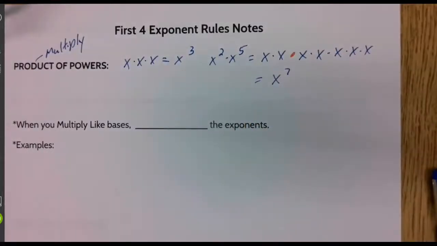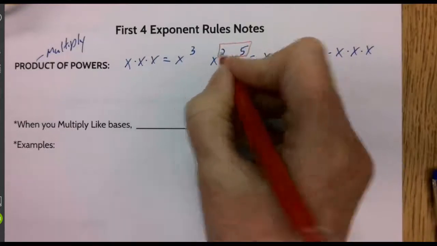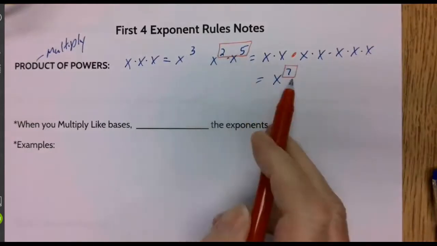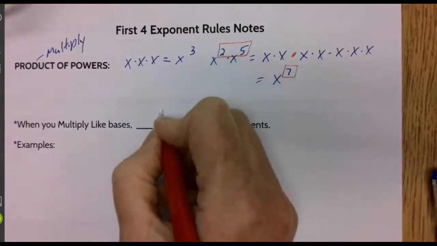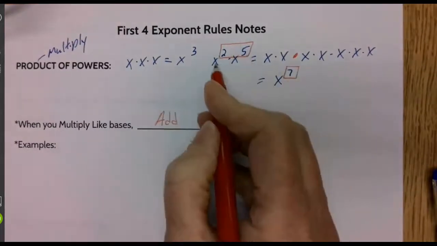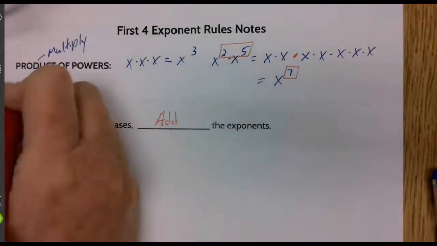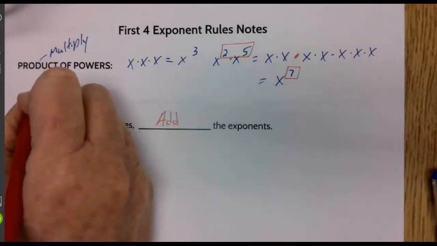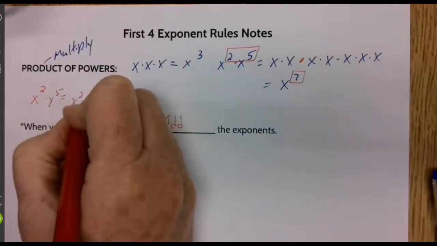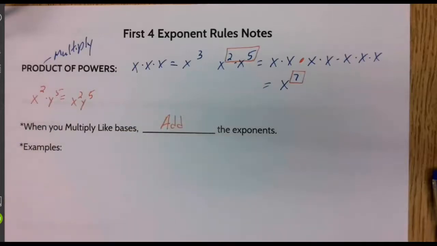What I want you to do now is look at these two numbers here. What could I do to those two numbers to get this? Hopefully you said add. And that's what our first rule is saying, that when I multiply like bases, I add the exponents. And what we mean by like bases is if I would have x to the second times y to the fifth, that's just x to the second, y to the fifth. These are not like bases, so I cannot do anything else with it.